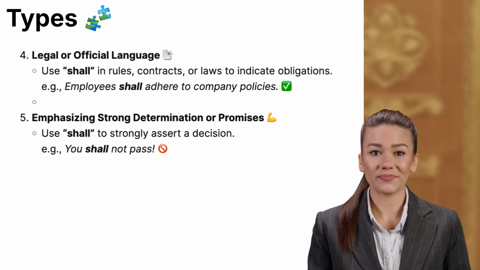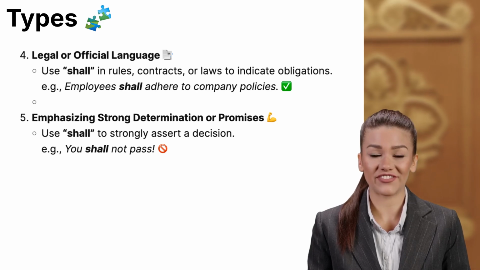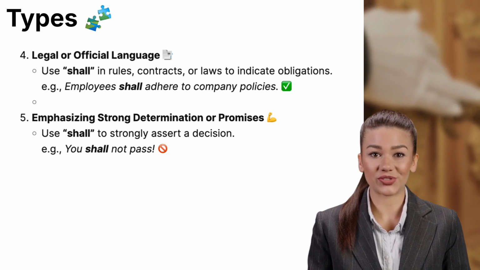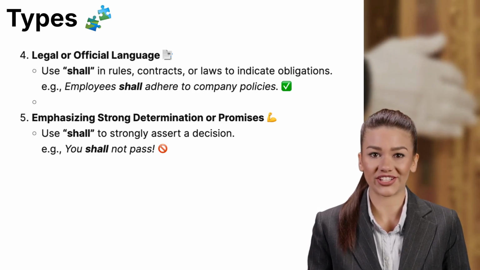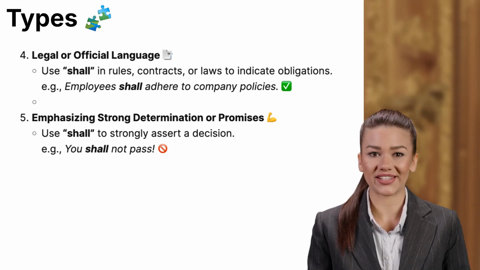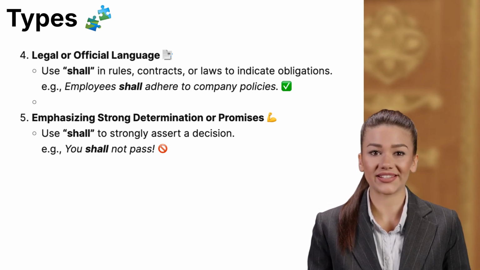More examples: The tenant shall pay rent on the 1st of each month. The law shall take effect immediately. If you read legal documents, you'll often see shall used to express requirements and obligations. 5. Emphasizing strong determination or promises. Use shall to make a strong promise, commitment, or command.